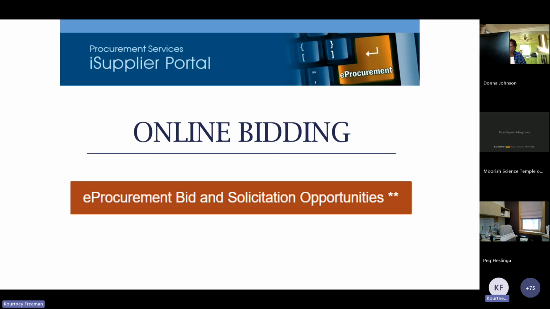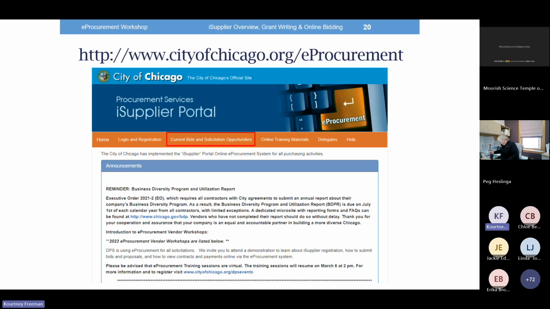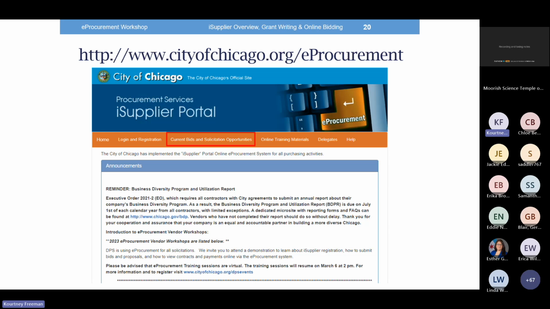Back to online bidding. The next section is going to go over online bidding, which is part of the DPS website. This is honestly what it looks like. Everything's going to be bright orange buttons, and that's what you're going to be looking for. This is just a screenshot of the DPS website, and the orange ribbon is going to be your new best friend.